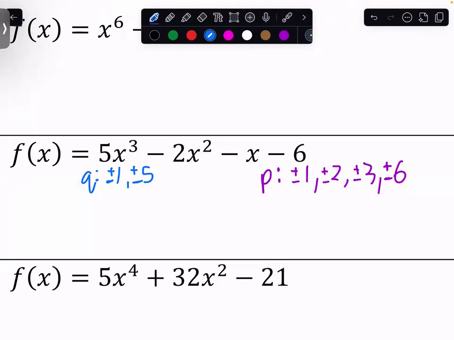So again, we've listed out all the possible factors for the constant term as well as the leading coefficient. Notice that in this part of the problem, any other terms in the middle are not used at all. We're just focused on the constant and the leading coefficient, kind of like when we were graphing.